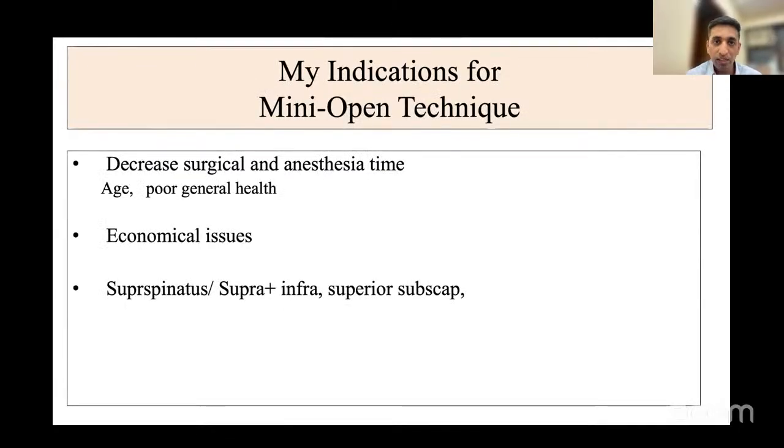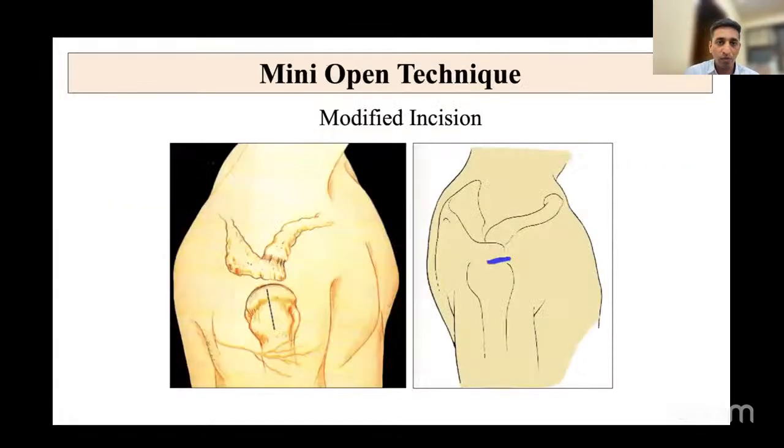The mini open technique is the one which I prefer, and my indication is whenever I want to decrease the surgical time and anesthesia time. That is, age, poor general health, or a patient with economical issues. I would do it for the supraspinatus, supra plus infra, or superior subscap, and even the entire subscap can be dealt with this.